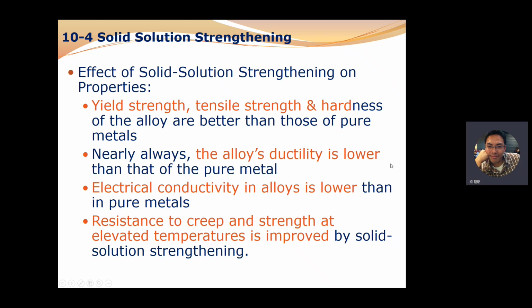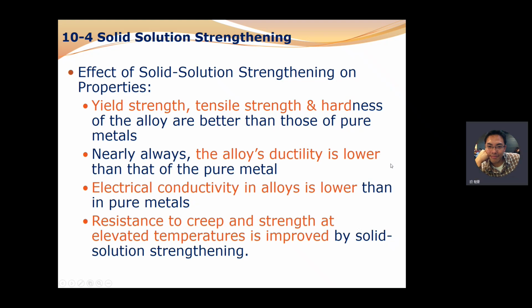Let's think of the other question: how about the thermal conductivity? We already discussed the mechanical properties like yield stress, tensile stress, hardness, and ductility, and the electrical property like electroconductivity, right? So how about the thermal property? Which one should have the higher thermal conductivity, alloy or pure metal? Alloy or pure metal? Okay, let's think of these questions.